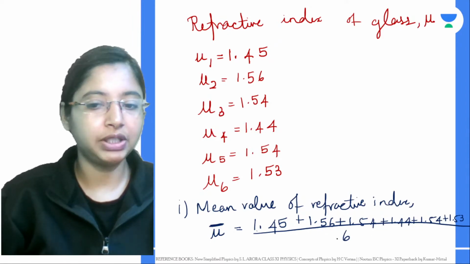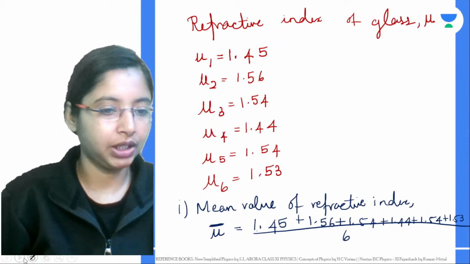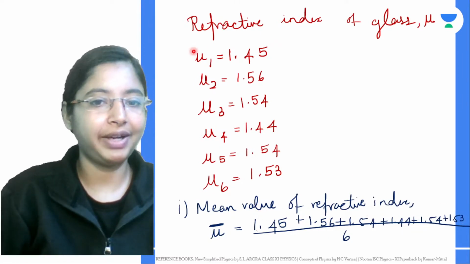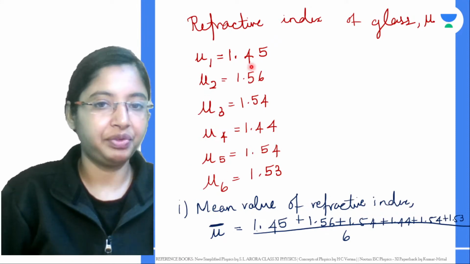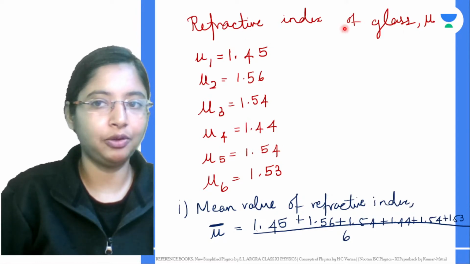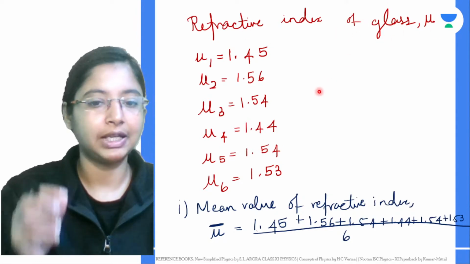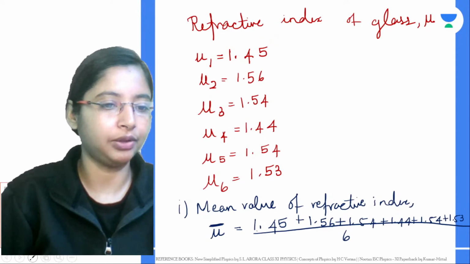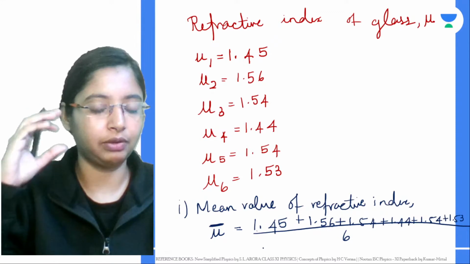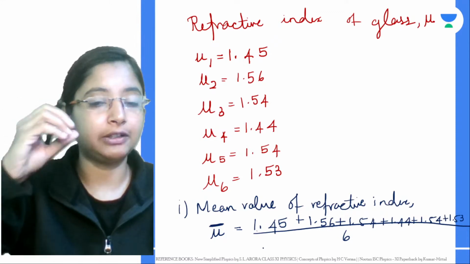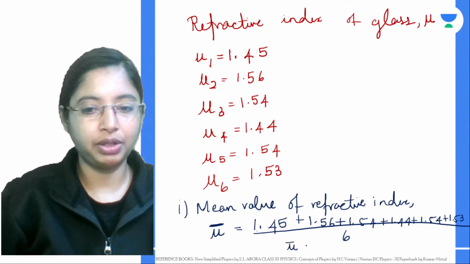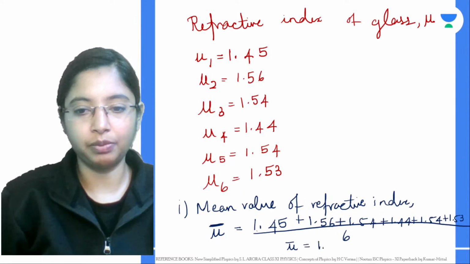Whenever you're doing mean value, you have to add all of the values and divide by the number of observations. We have taken 1, 2, 3, 4, 5, 6, so divide by 6. That will give you the mean value of the refractive index of glass. Mean value is actually the true value of the glass, which means it gives you a value very close to the actual refractive index. If you add all of them and divide by 6, you will get around 1.51.